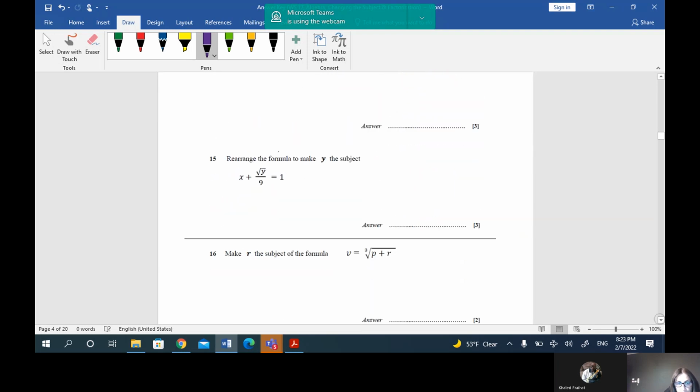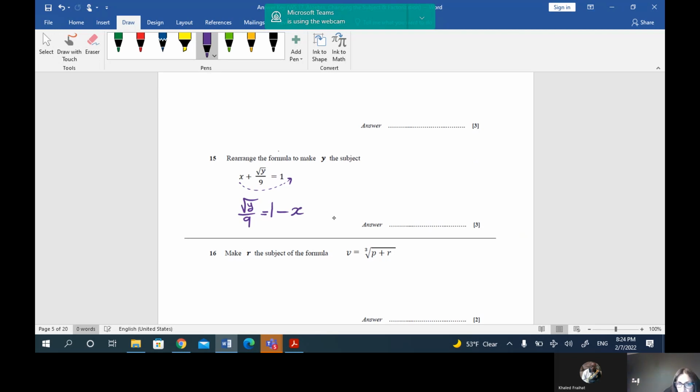Okay, let's move to 15. Make y the subject. So at first, we need to get rid of the x. So we will say minus x on this side and minus x on this side. Or you can think of it as moving x to the other side of the equal. So what is left here? If x is gone, square root of y over 9 is equal to, the 1 is originally there, so we start with it. We're moving positive x to the other side of the equal, so it will become minus x.